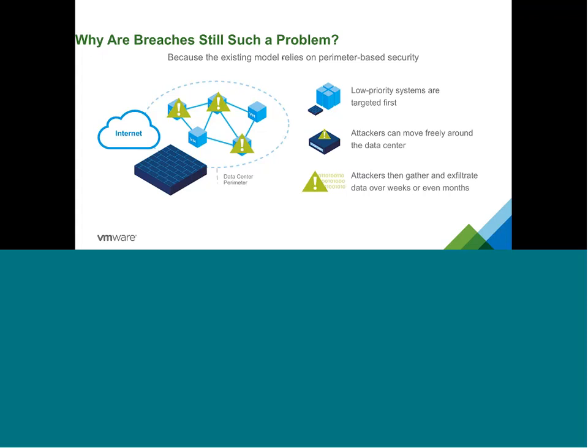So as we take a look at why breaches are still such a problem, we've done a really great job of protecting the perimeter. We put massive firewalls at the perimeter of our networks, and it's not like those firewalls are not doing their job.